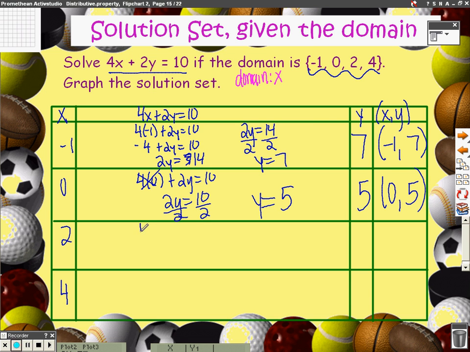I'm going to do this one with a few shortcuts because I've already done a couple of these. This gives me 8 plus 2y equals 10. Subtract 8 from both sides, 2y equals 2. Divide by 2 on both sides, y is equal to 1.